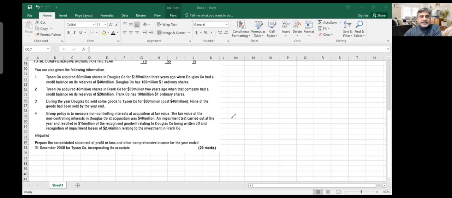So we were discussing this last note. Group policy is to measure non-controlling interest at fair value. The fair value of the non-controlling interest in Douglas was 40 million. NCI at acquisition was 40 million.